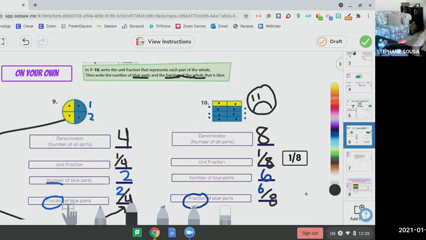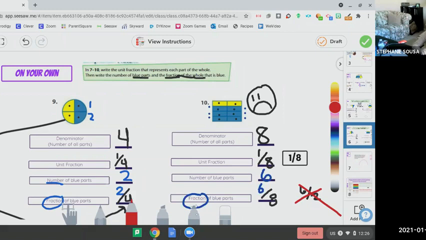A lot of you put 6/2. You said 6 parts are blue, 2 are not. That is wrong. That's not how fractions work. Our notes tell us the denominator is the number of parts on the whole. On this rectangle, there are 8 parts. So our denominator must say 8, okay? Questions on this?